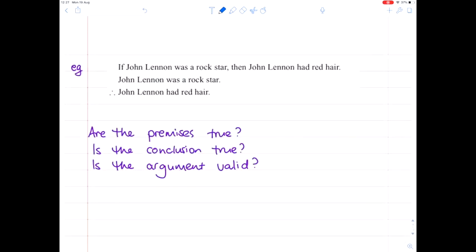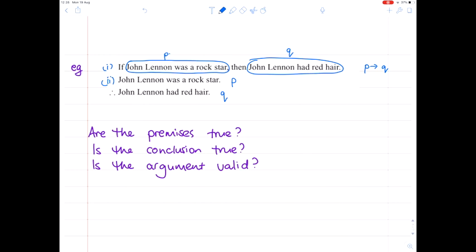Okay, so here we go. If John Lennon was a rock star, then John Lennon had red hair. So here we've got P implies Q. And here we're assuming, so that was our first thing, we had P implies Q. The second thing we have is that John Lennon was a rock star. So that says that P is true, and therefore our conclusion is that Q is true.